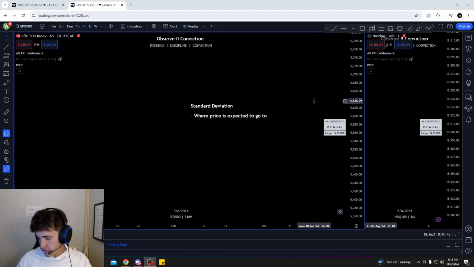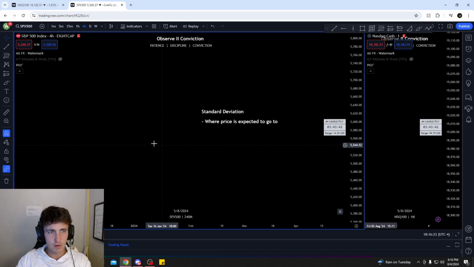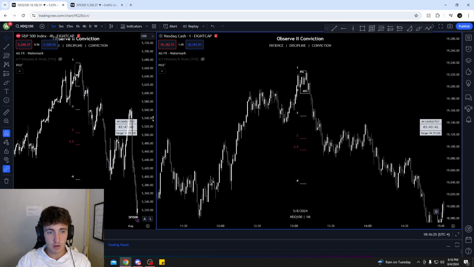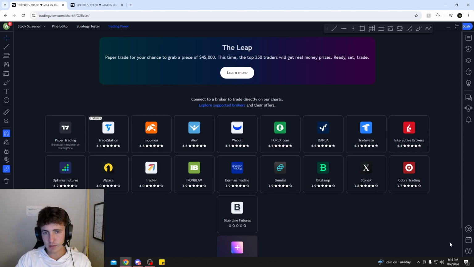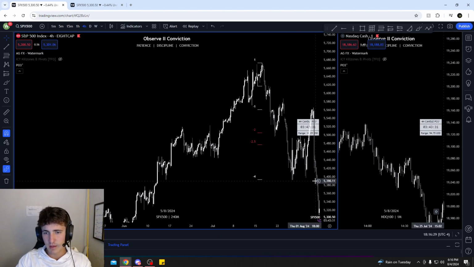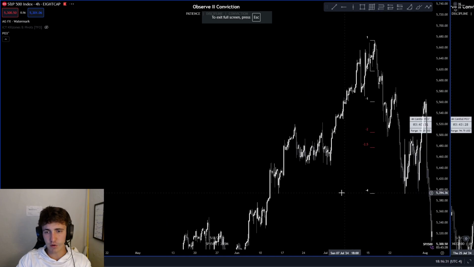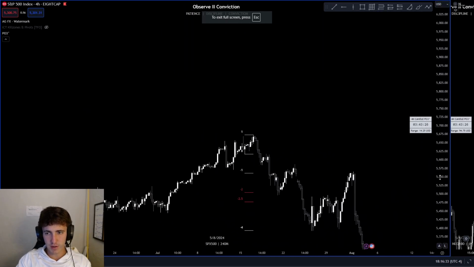So the first example I'll show you is going to be on the 4-hour chart. It can work on any chart, which is the cool thing about it. So overall here, I'm going to show you how to draw it.